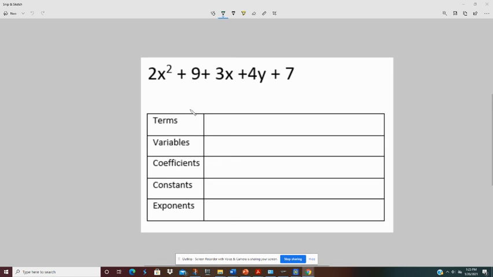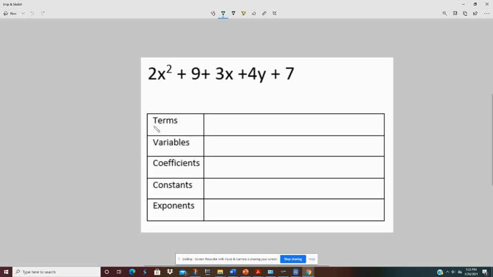All right, so we're going to look at different parts of an expression. And an expression is just anything without an equal sign. So if we look at this, it doesn't say that this all equals 100 or equals anything else. There's no equal sign, so that's an expression.